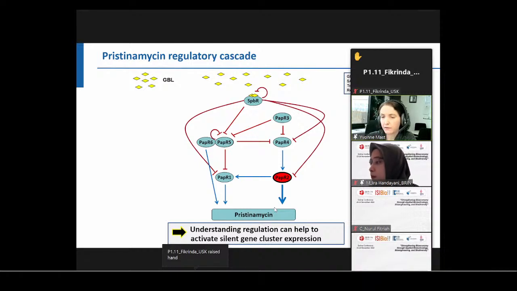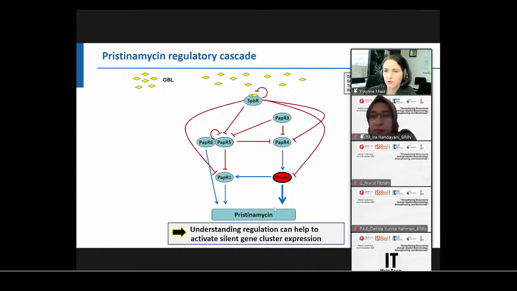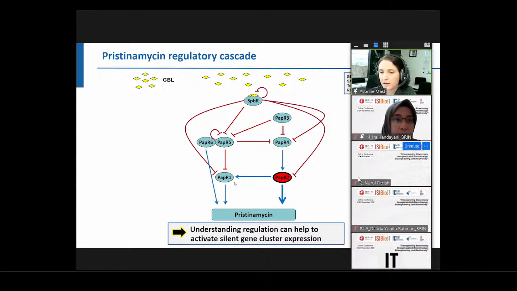Because it's located here at the very bottom, it directly activates the pristinamycin biosynthesis, and itself it is regulated by a set of other transcriptional regulators where I will not go into detail. However, it's a quite complex signaling cascade governed by microbial hormones called gamma-butyrolactones. And what I wanted to mention here is that understanding these kinds of regulatory signaling cascades and the regulation mechanisms of antibiotic biosynthesis in general can also help to activate silent gene clusters.